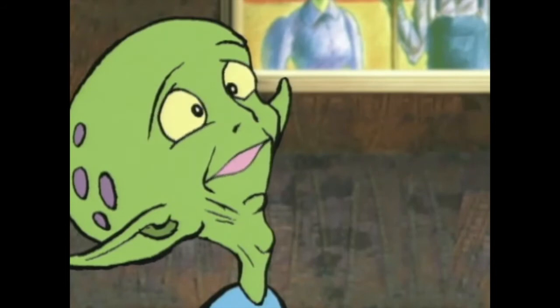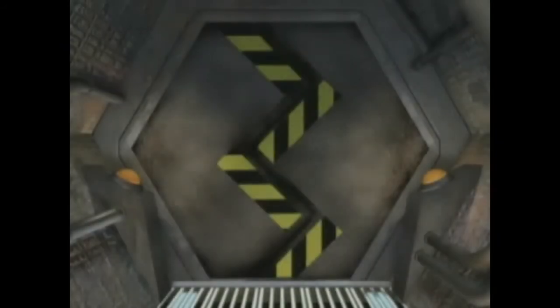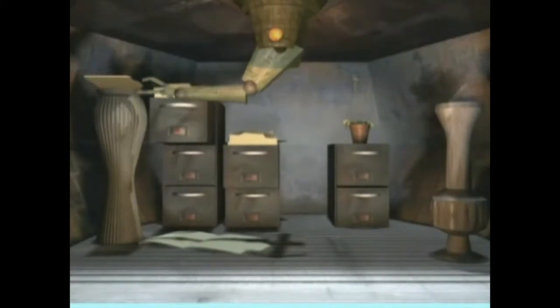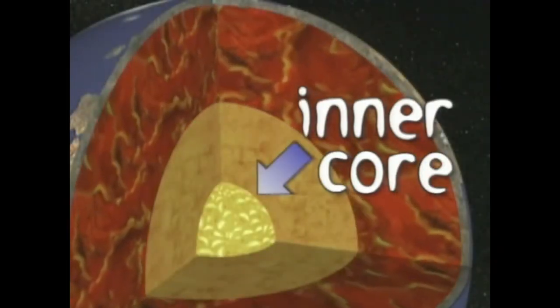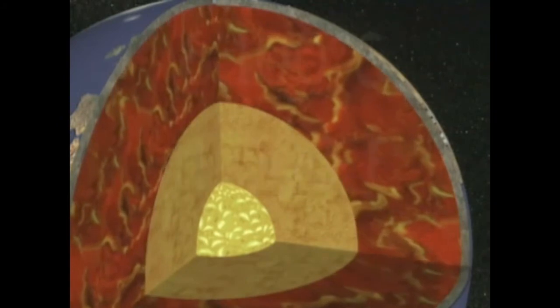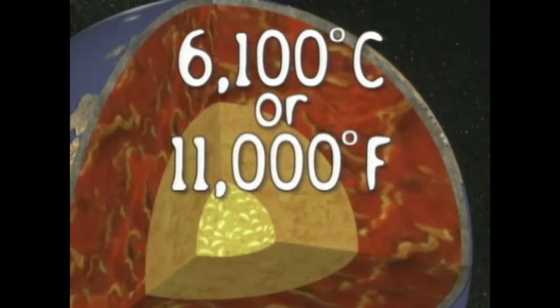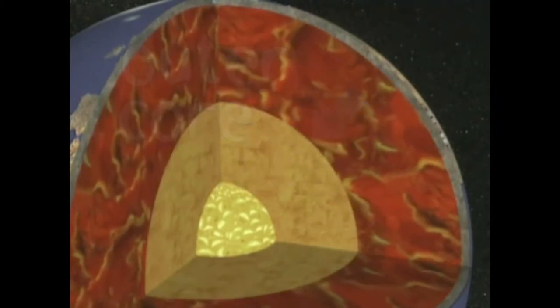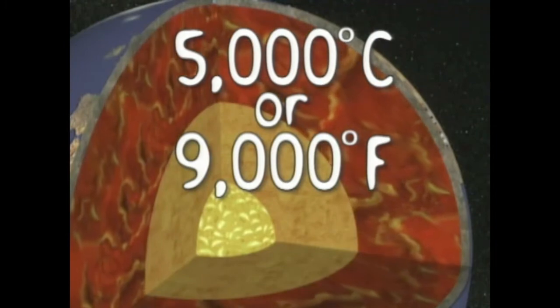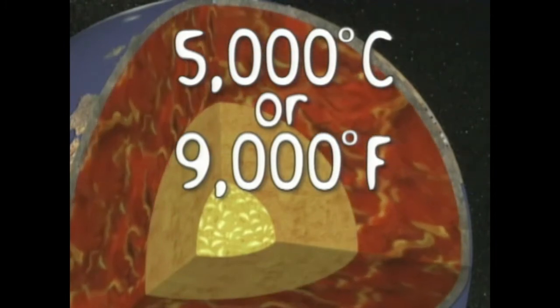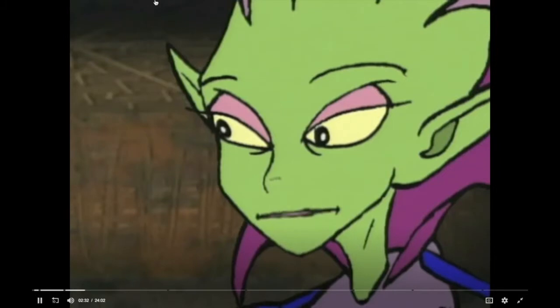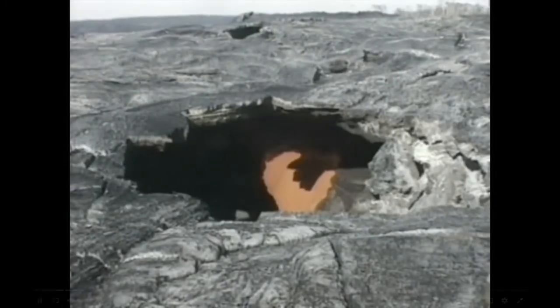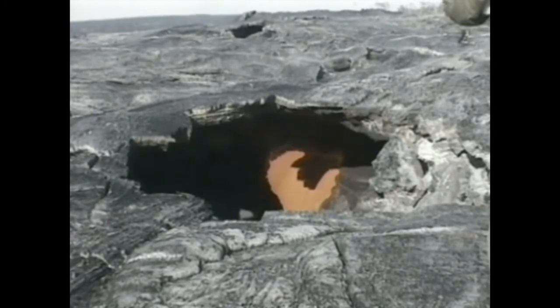Okay, I'll bite. How hot? The inner core, the very center of the Earth, can get as hot as 6,100 degrees Celsius or 11,000 degrees Fahrenheit. And the outer core, the layer that surrounds the inner core, is some 5,000 degrees Celsius or 9,000 degrees Fahrenheit. Ouch, that's hot. As hot as the surface of the sun, and hot enough to melt the metals that the layers of the core are made of.